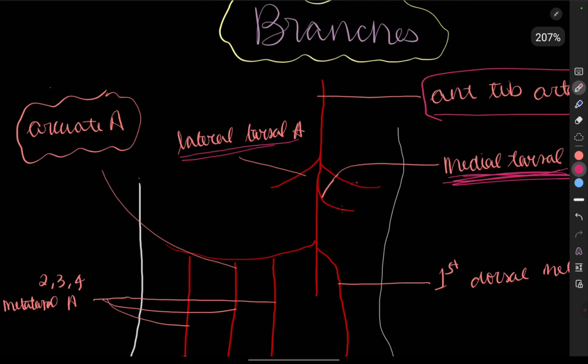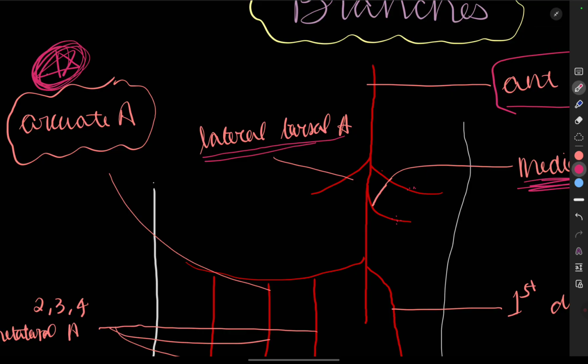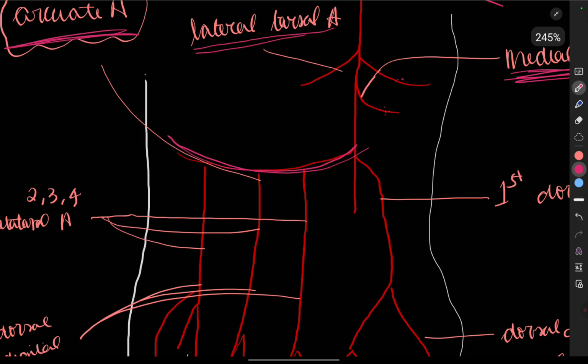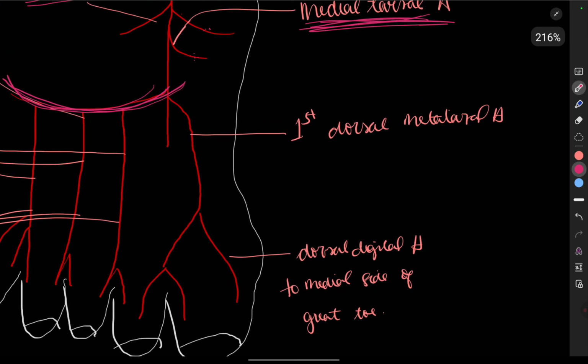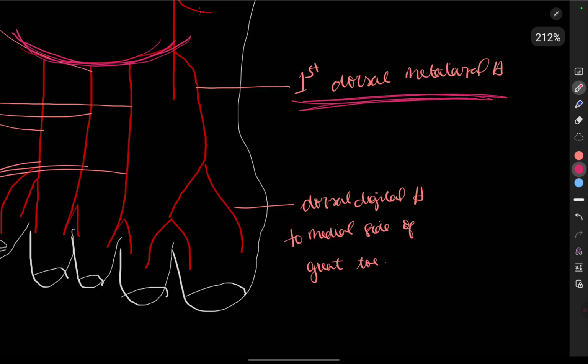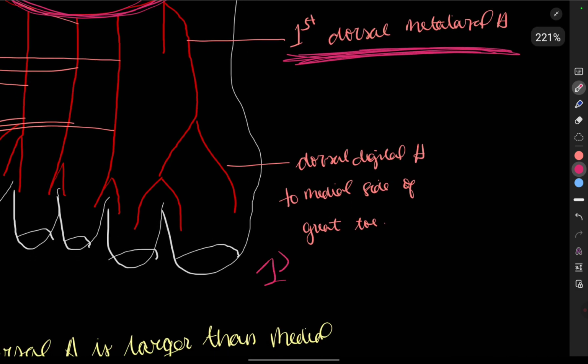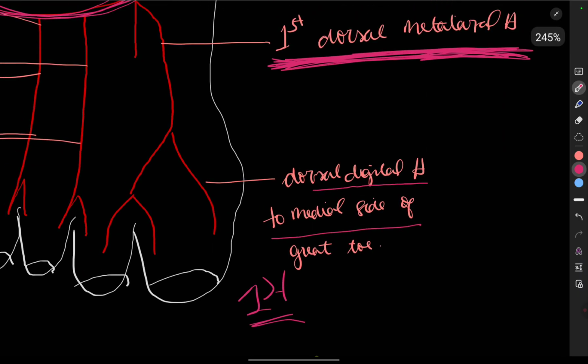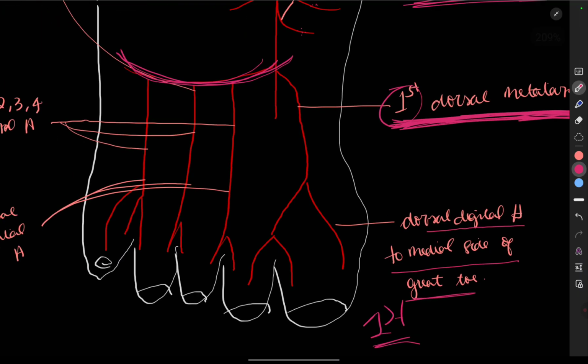And the largest and chief branch of this artery is the arcuate artery. Okay, whatever you see here is the arcuate artery. On the medial side it gives off a branch, that is the first dorsal metatarsal artery. The first, because it is going to the first toe, and dorsal because we are studying the dorsum of the foot, and metatarsal artery because it is situated near the metatarsal. So it is the first dorsal metatarsal artery, and continues as the dorsal digital artery to the medial side of the great toe. Of course, it is the great toe, so the medial side of the great toe.